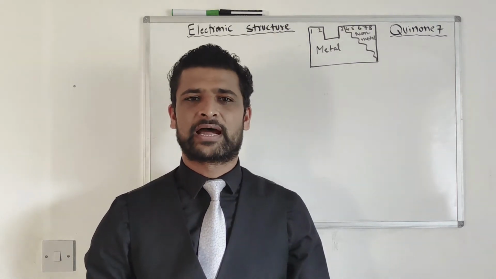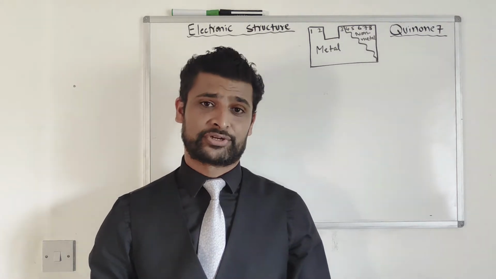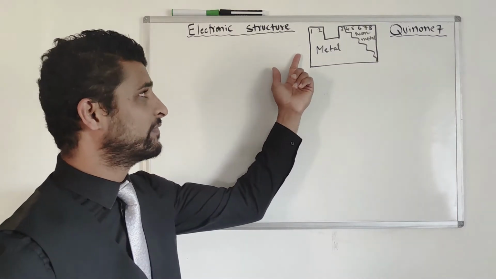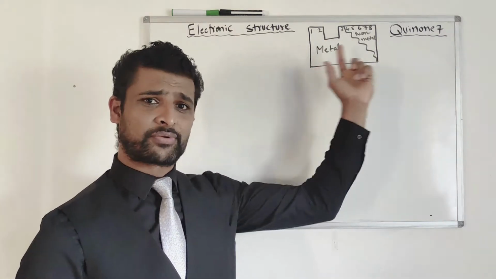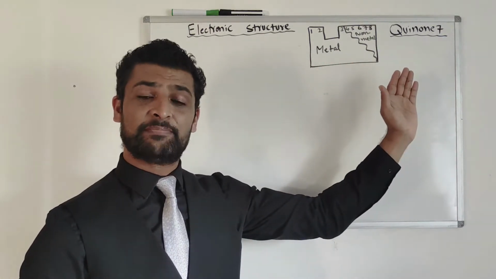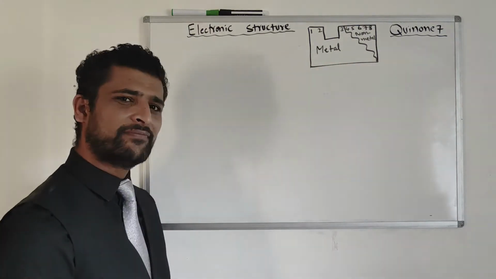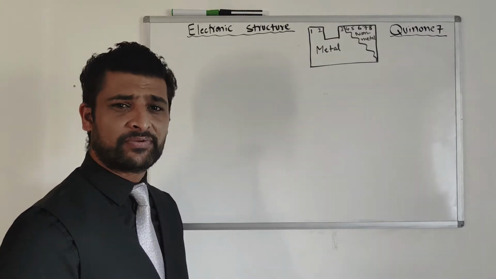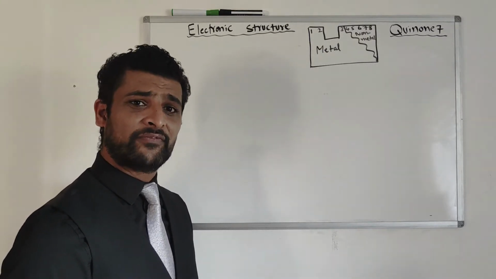Today we're going to look at the electronic structure and periodic table. Now the periodic table is actually given in different columns and rows. The columns are called groups and the rows are called periods. What we're going to look at is the electronic configuration, but I'm going to make it very simple for you to understand everything from scratch.